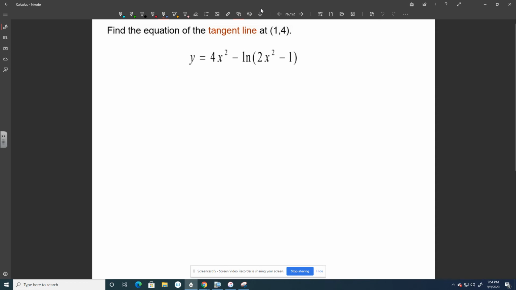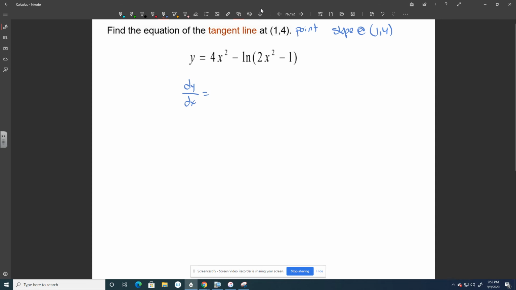So we're looking for the equation of our tangent line at the point (1, 4). Remember, we need a point, which we have, and we need a slope at that point. So I need the slope at the point (1, 4), which means I've got to find the derivative of this big, ugly looking function. So finding the derivative of y is just my dy/dx, or your y prime for those of you that like to write it that way.